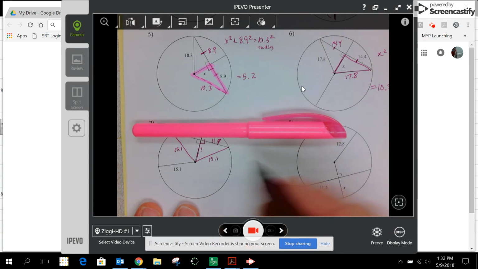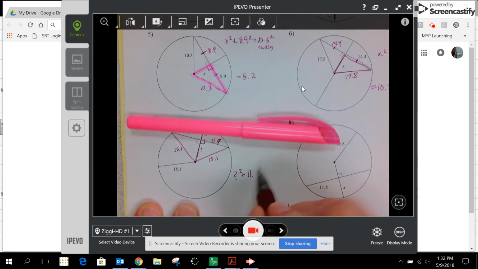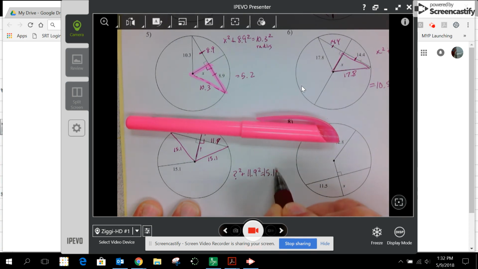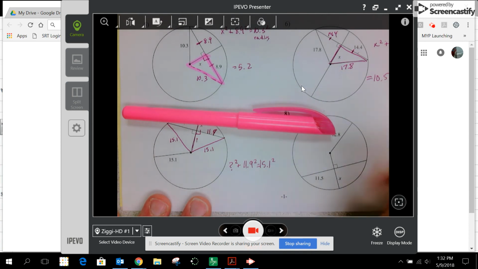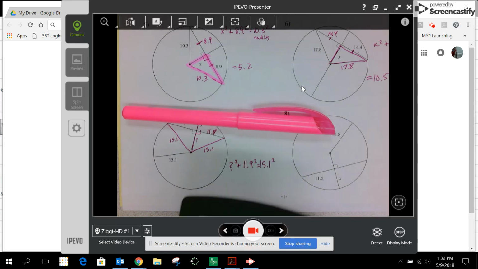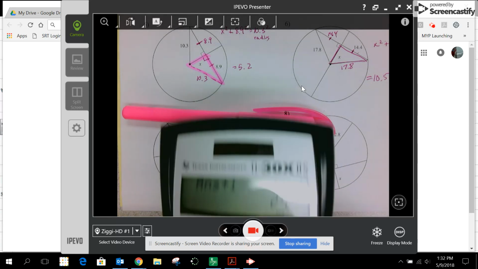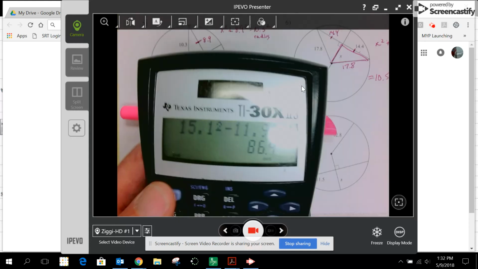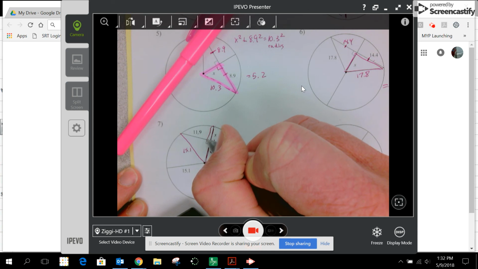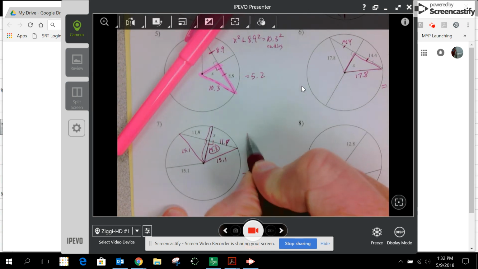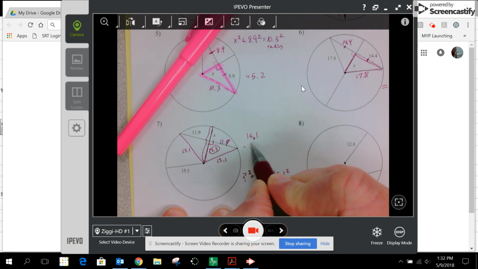So I can do my Pythagorean theorem. That'll be 15.1 squared minus 11.9 squared. Take the square root of that. 9.3. So my question mark is 9.3. This is why we write the radius, write the radius, write the radius. If this is 9.3 and the radius is 15.1, I can take 15.1 minus 9.3. And I get my final answer, like 5.8. Okay, so follow your steps. Make sure you have the bow and arrow.